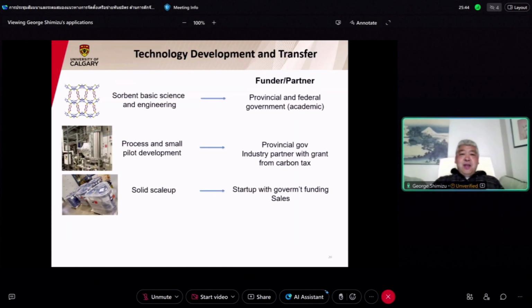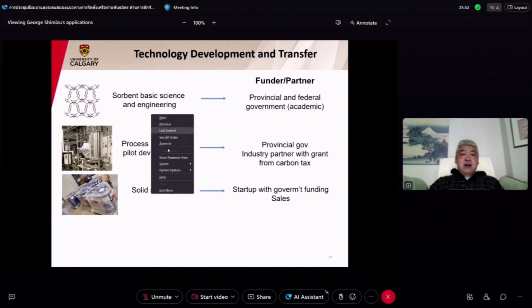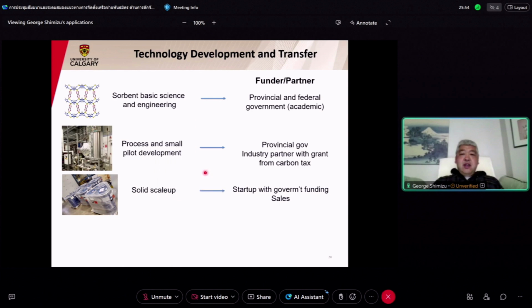Okay, so as far as this project then, again, the basic sorbent design and engineering, go back to the laser pointer, this was provincial and federal government funding. It's the same sorbent. In this case, the process and the small pilot development is from a grant from this particular company. They have a grant from the provincial carbon tax, and a provincial research agency will leverage that.